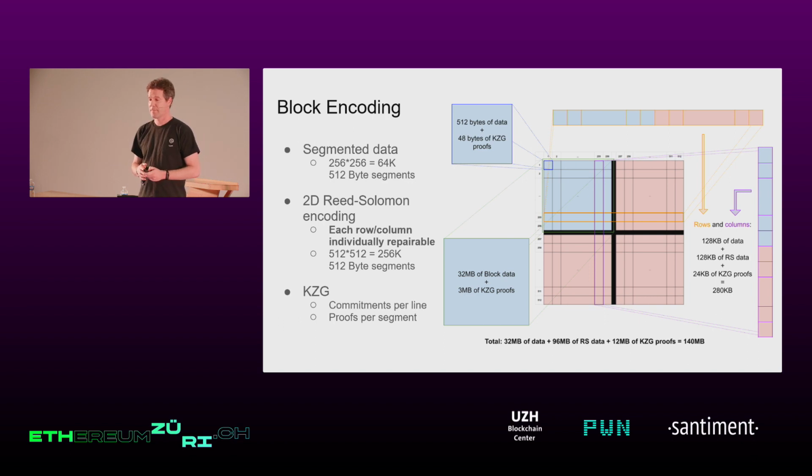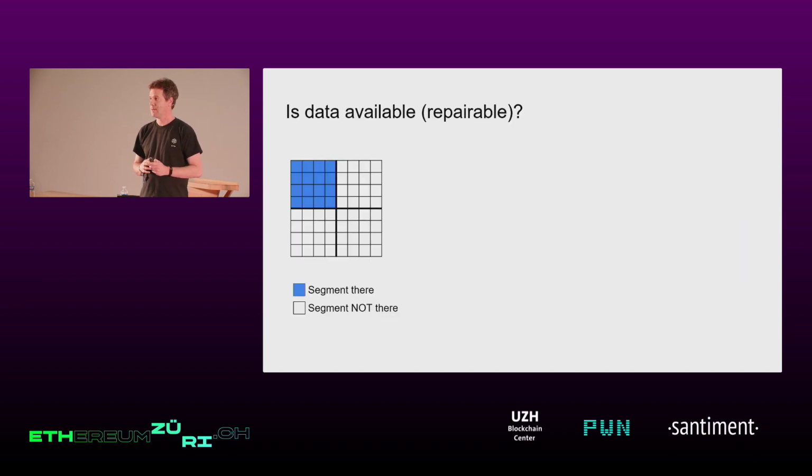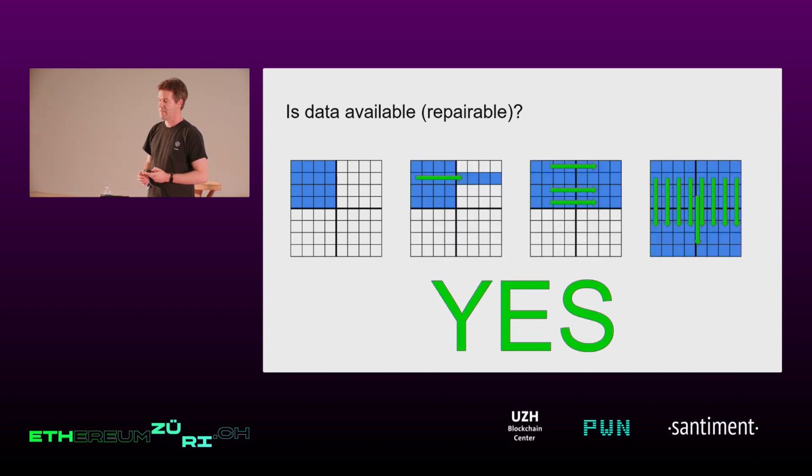Now, let's have a little quiz. Is data available if these segments are there, the blue ones, and the white segments are not there? And you would say, yes, this is the original data. This is data from which the extra data was generated. So obviously, this is repairable, and this is available. And with rows and columns, you can easily repair it. You can see, I repair the row. You can repair all the rows. From those, you can repair all the columns.